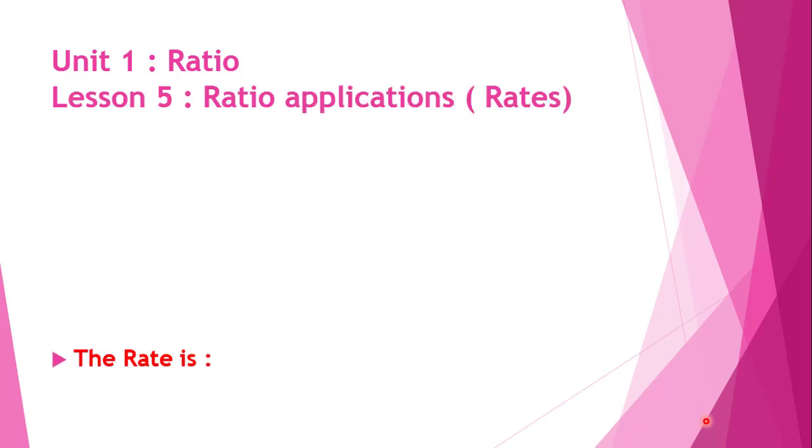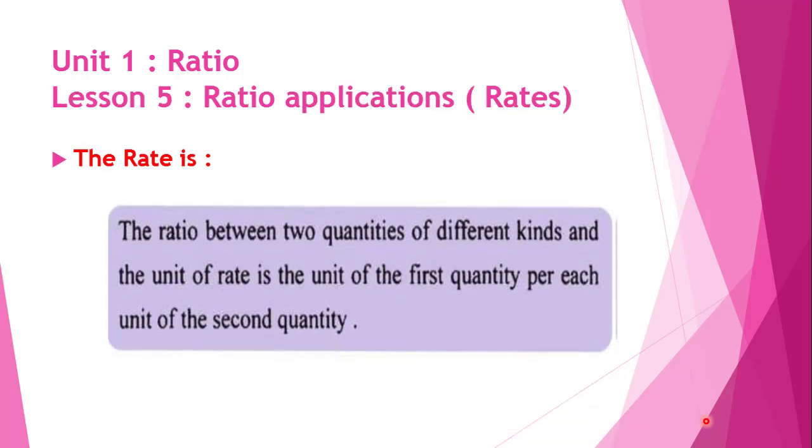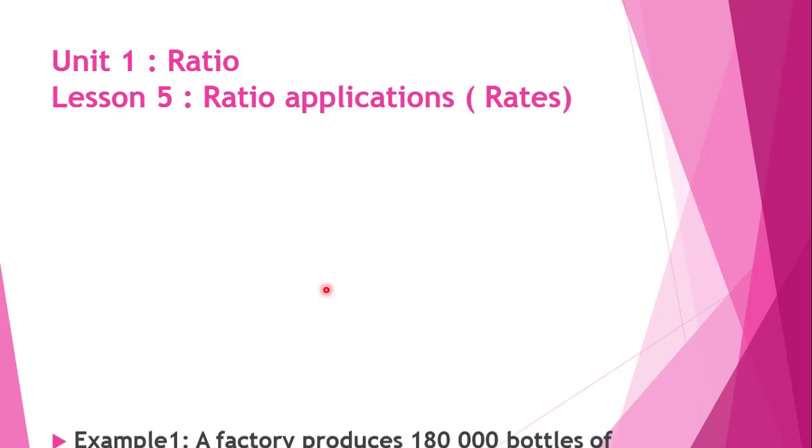Okay, let's start with the definition of the rate. The rate also is a ratio between two quantities, but in this case the quantities are of different kinds. Okay, and the rate has units. The unit of the rate is the unit of the first quantity per each unit of the second quantity. Let's clarify this definition by examples.